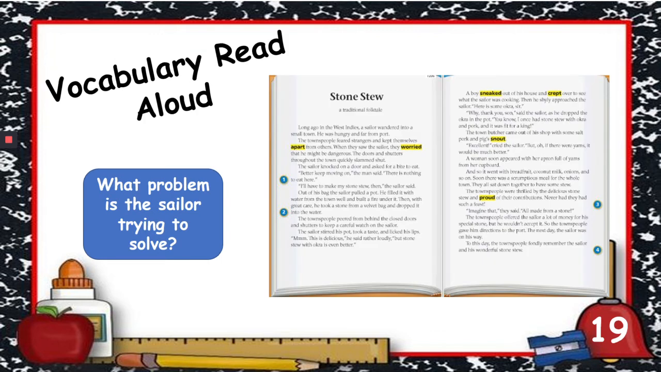Now we are going to read the teacher read aloud. The title of this read aloud is Stone Stew. If you hear one of the vocabulary words we just went over, put a thumbs up.